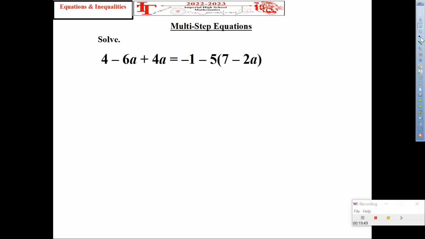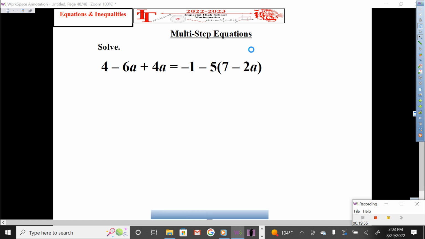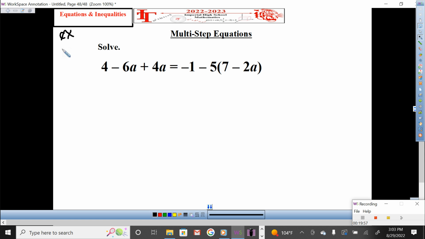Example MJQ. MJ cubed. And it reads, 4 minus 6a plus 4a equals negative 1 minus 5 parentheses 7 minus 2a. All right. Before we begin, look up to the screen. Tell your neighbor which side you are going to start with and what it is that you're going to do first.